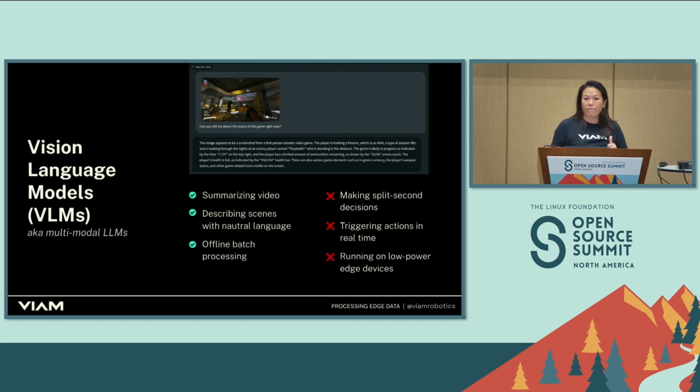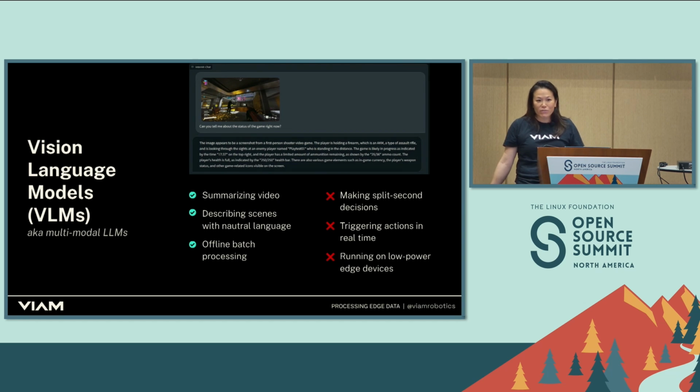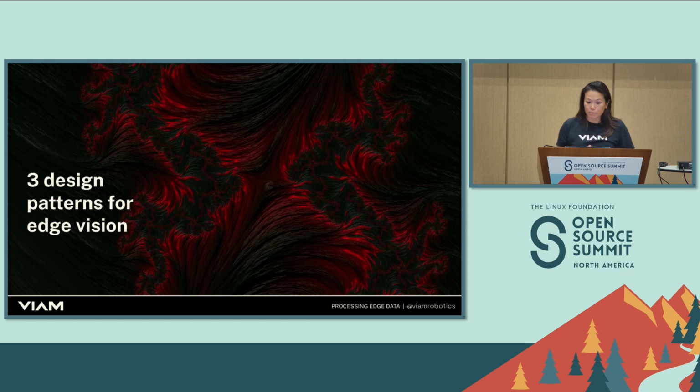But VLMs are heavy, slow, and they require a lot of compute. Even something that's designed to work locally, like a Moondream, can take several seconds to respond. And that's really not good for real-time actuation if you need it. So if you need something to instantly turn on your lights, you don't want to be sitting there in the dark for a few seconds before it instantly turns on.